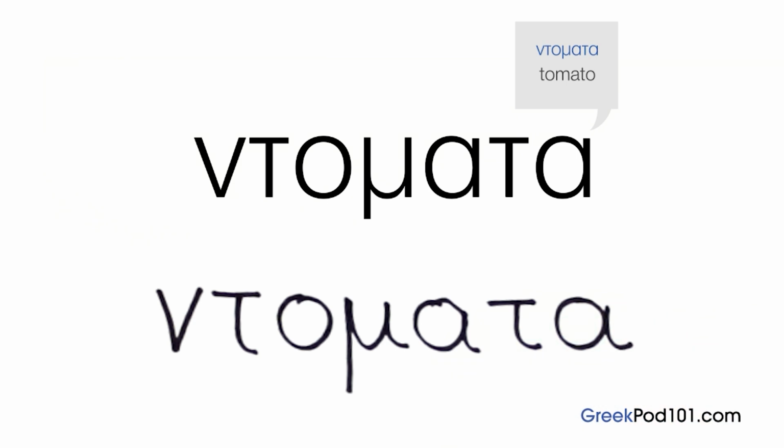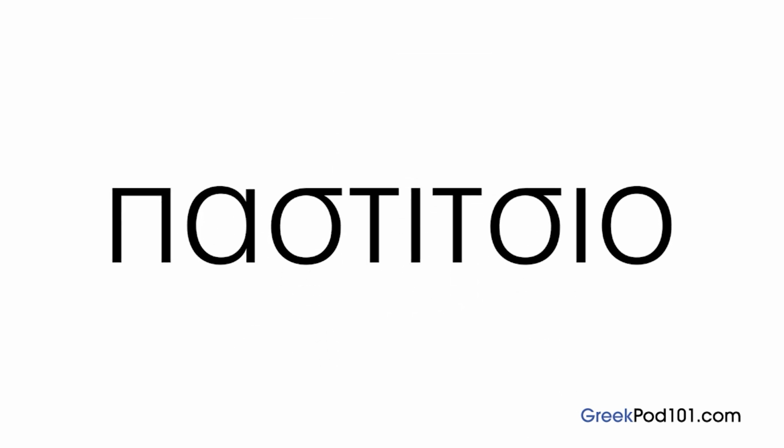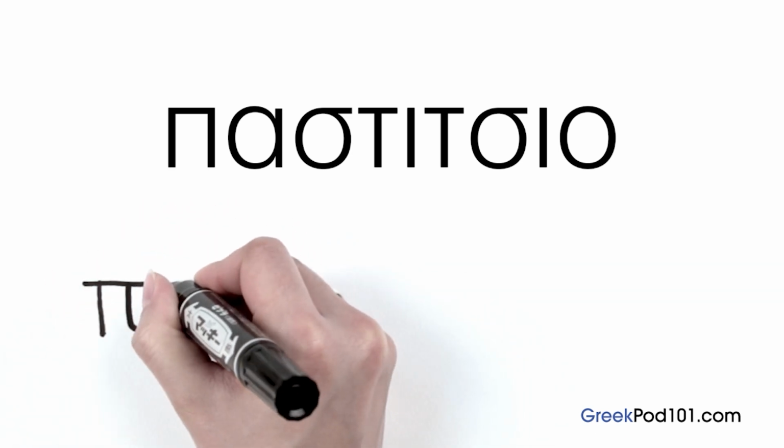Tomata. Two more and we are through. The next sound is ts, as in tsunami. There are many words using this sound, and to form it, we use a combination of taf and sigma. Since we were talking about tomata before, a good sample word is pastitsio, a very tasty Greek pasta dish. How do we write it?